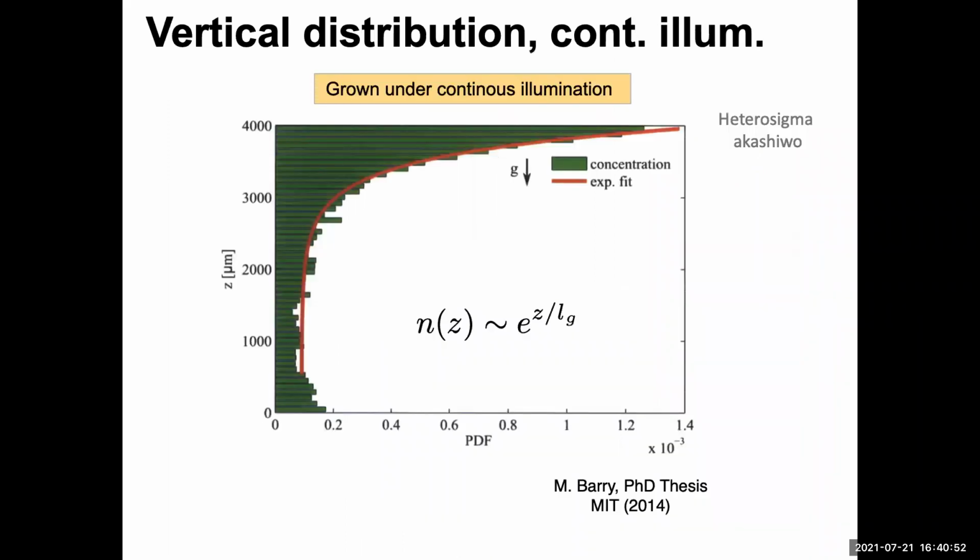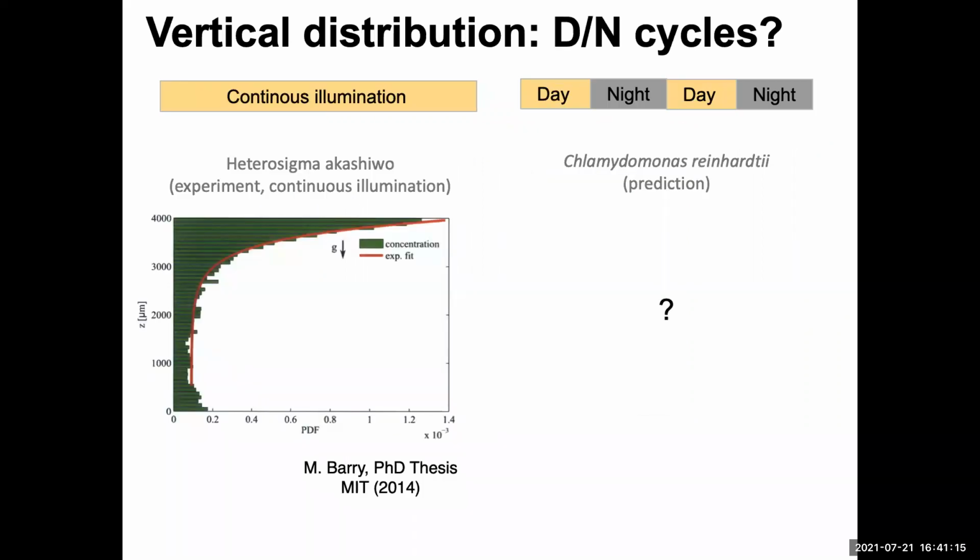So Michael Barry in the group of Roman Stocker for his PhD measured this distribution for the alga Heterosigma akashiwo, and he found indeed that there was an exponential distribution. Now these algae were grown with continuous illumination, so light was on all the time. So the question is, if you have a day-night cycle and you're sampling from that day-night cycle to measure this distribution, what are you going to get?